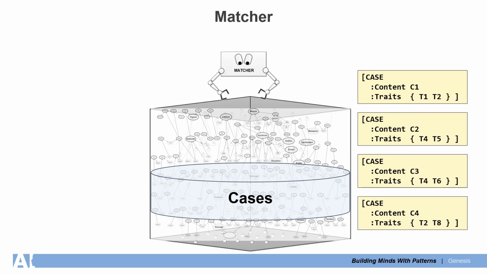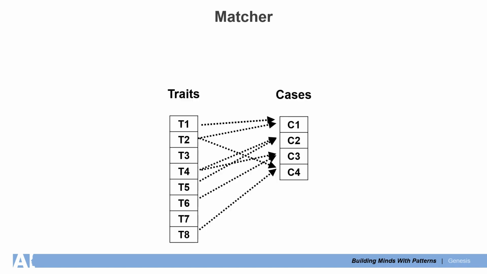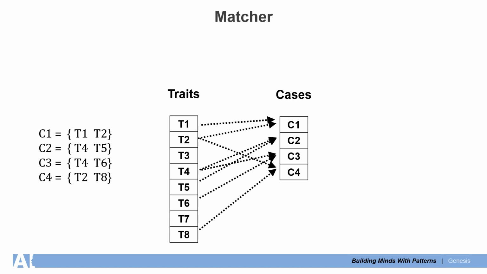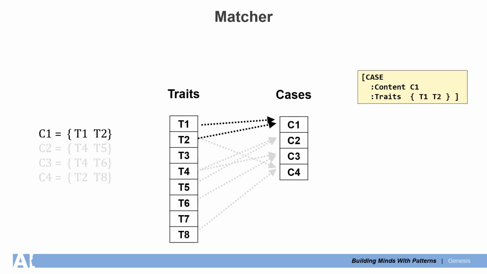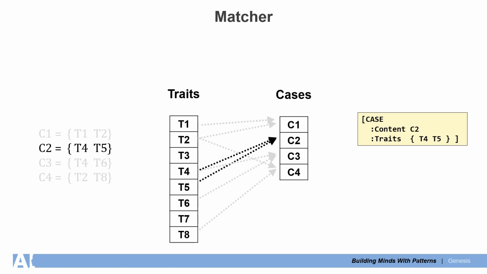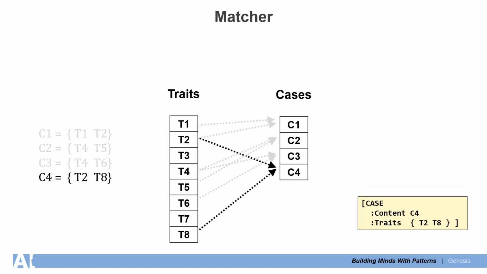Assuming a set of cases were stored in associative memory with contents C1, C2, C3, and C4, we can explore the case matching process. The associative memory contains links between traits and cases. Each case has the indicated traits. Content C1 has traits T1 and T2. Content C2 has traits T4 and T5. Content C3 has traits T4 and T6. Content C4 has traits T2 and T8.